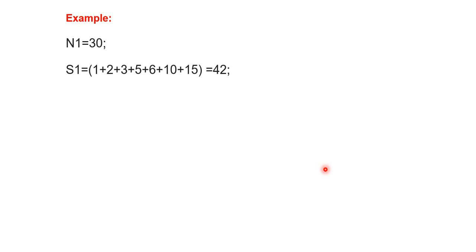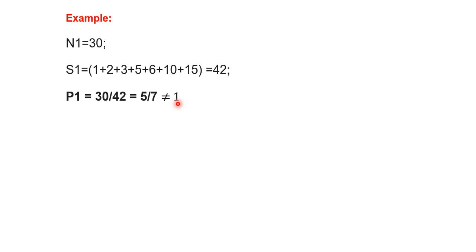n1, first person, 30. So the divisors are like this. If you sum up 1 plus 2 plus 3 plus 5 plus 6 plus 7 plus 15, you will get 42. Well, so what is the perfection index, P1? It is n1 by s1 for the first person. So it is 30 by 42, that is 5 by 7, which is of course not equal to 1.